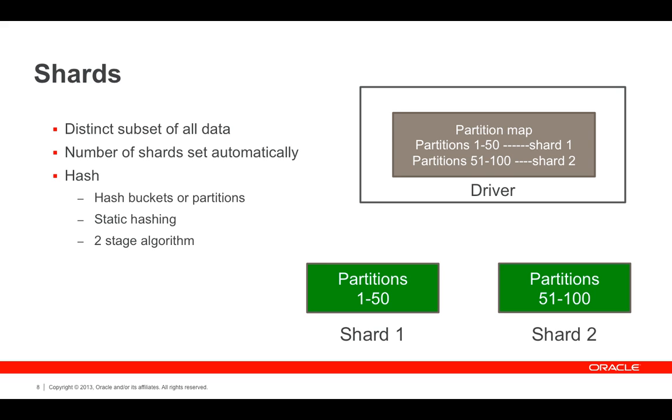The second stage is mapping the partitions to the physical storage. Okay, so in this case, on shard 1, we have partitions 1 to 50, and on shard 2, we have partitions 51 to 100. The advantage of using a two-stage algorithm here is if you change your storage, you add another shard, you remove a shard, it does not require us to remap your keys. Okay, that mapping can stay as is.